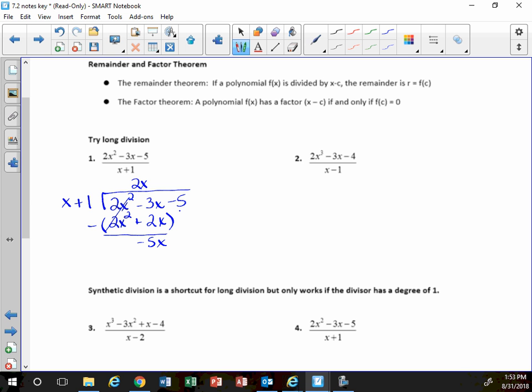And then bring down your next number. So bring down the minus 5. Then we get to start all over. So what do I take x times to get negative 5x? Negative 5. Okay, so I'm going to do that up above. And then I multiply. So exact same thing. Negative 5 times each of these. Okay, so that's going to give me negative 5x minus 5.